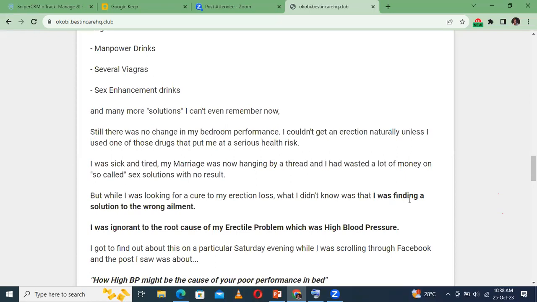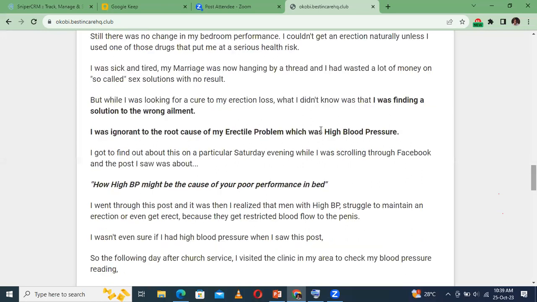But while I was looking for a cure to my erection loss, what I didn't know was that I was finding the solution to the wrong ailment. I was ignorant to the root cause of my erectile problem, which was high blood pressure. So let's continue. I got to find out about this on a particular Saturday evening while I was scrolling through Facebook. And the post I saw was about how high blood pressure might be the cause of your poor performance in bed.